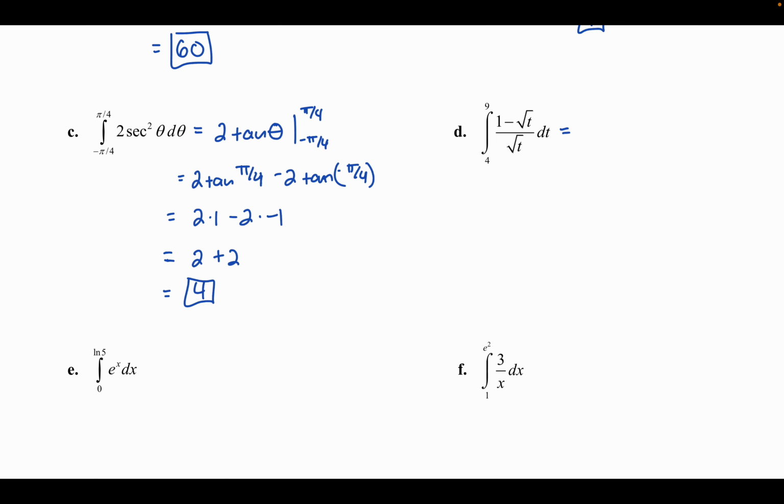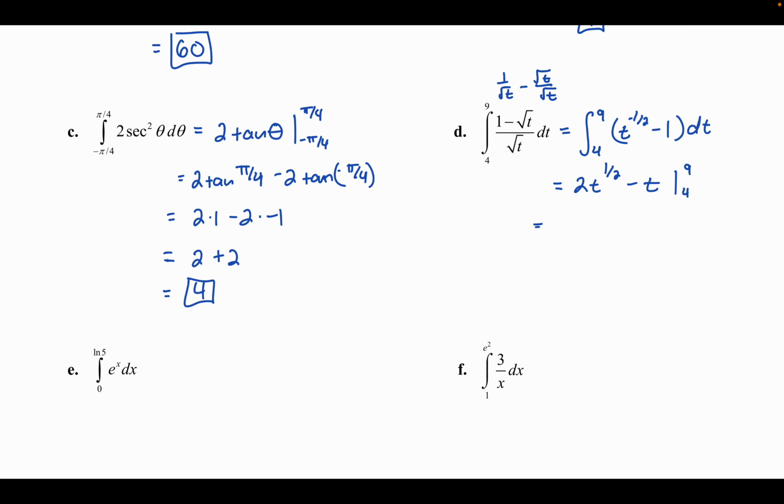For letter D, this is one of the ones that I'm going to split up. This is going to be t to the -1/2 minus 1. So I split up the fraction. I'll get 1 over square root of t minus square root of t over square root of t. That's how I get t to the -1/2 minus 1. I'm going to take the antiderivative. If I add 1 to the exponent, it'll be positive 1/2. When I divide by 1/2, that's the same thing as multiplying by 2. So it's 2 square root of t, and I'm going to subtract off t, evaluated from 4 to 9.